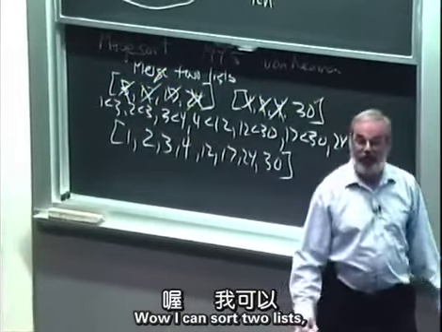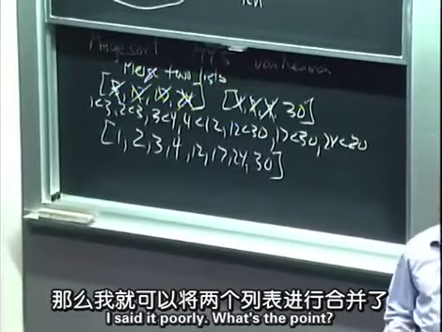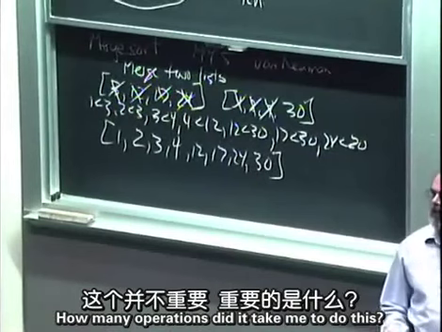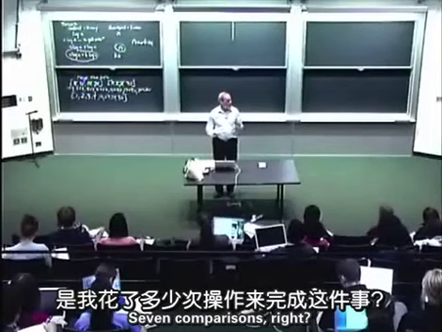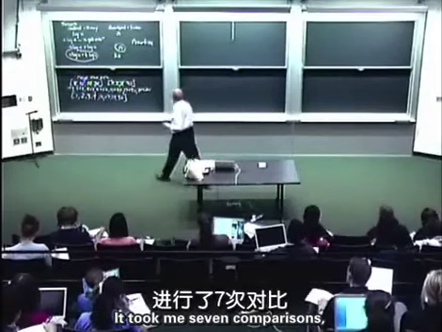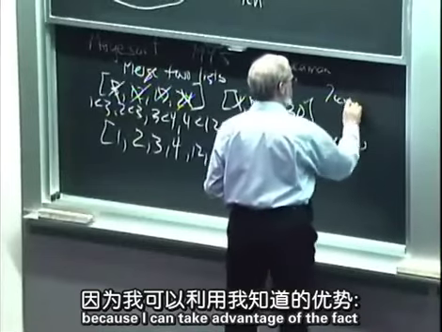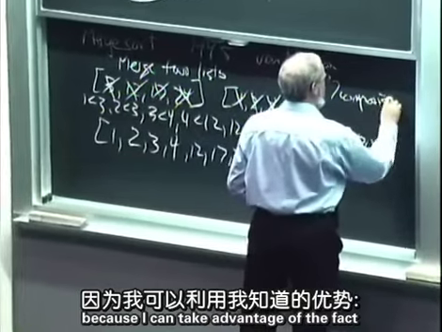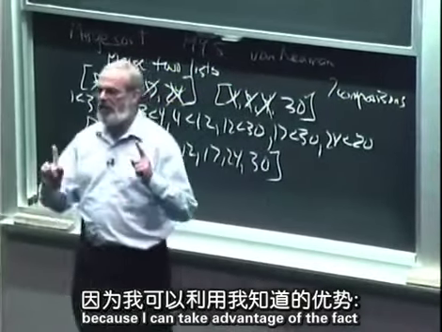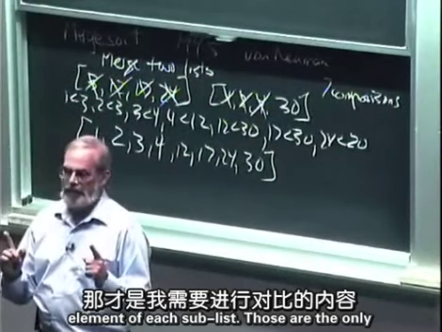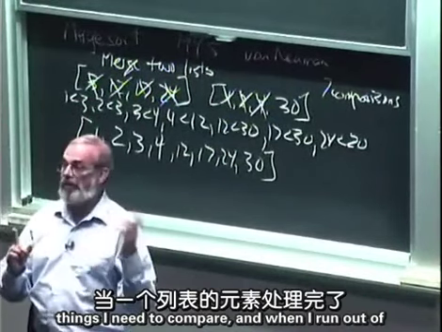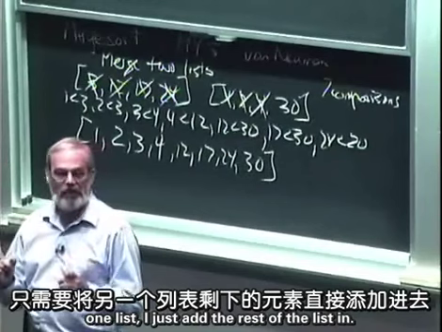Wow, I can merge 2 lists. What's the point? How many operations did it take me to do this? 7 comparisons, right? I've got 8 elements. It took me 7 comparisons. Because I can take advantage of the fact I know I only ever have to look at the first element of each sublist. Those are the only things I need to compare. And when I run out of one list, I just add the rest of the list in.